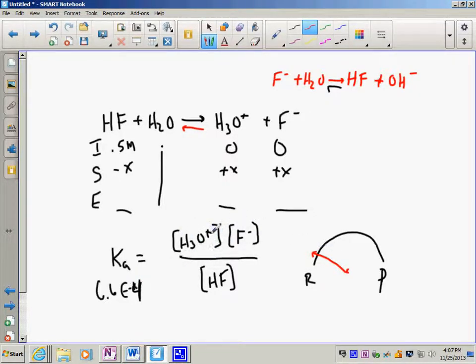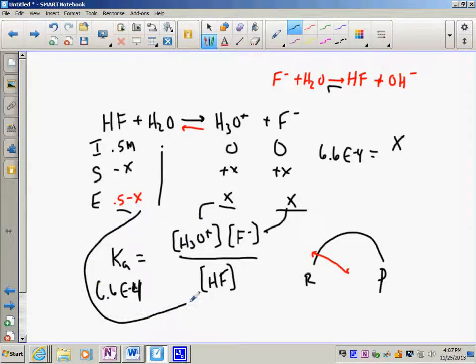Look, this fraction has to equal this. This is going to be 0.5 minus x. I'm going to flip back to my black. This will then be x and x. Let's plug these values in. 6.6 e to the negative fourth equals x times x over 0.5 minus x.